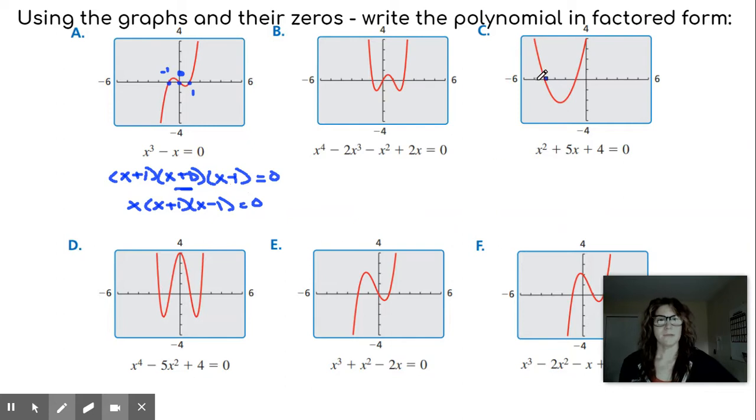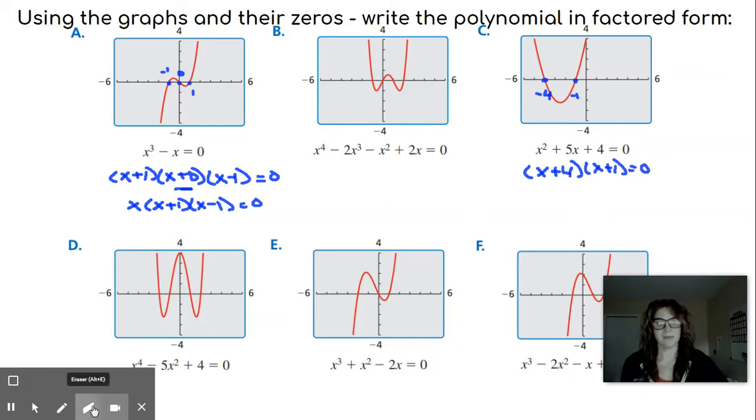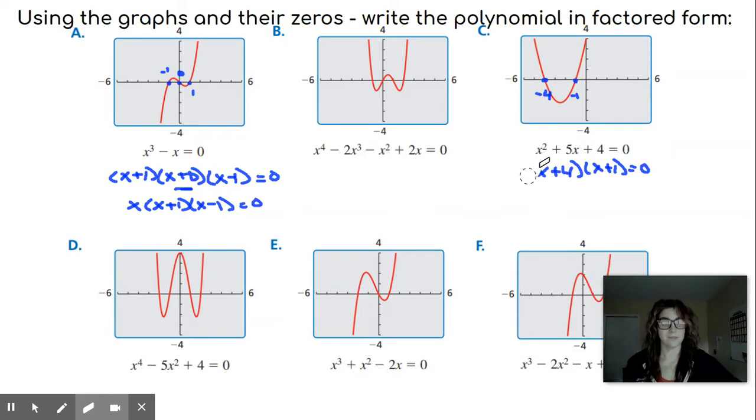Okay, and real quick, I'm just going to do C. We have a quadratic. Now we know how to factor that, right? We know factors of 4 that add to 5. But if you didn't, here's one, here's the other. So this one is at -4. This one is at -1. And those come from their opposites. So x plus 4 and x plus 1 equals 0. And again, we know that. We know that factors of 4 that equal 5 are 4 and 1. 4 times 1 is 4, and 4 plus 1 is 5.